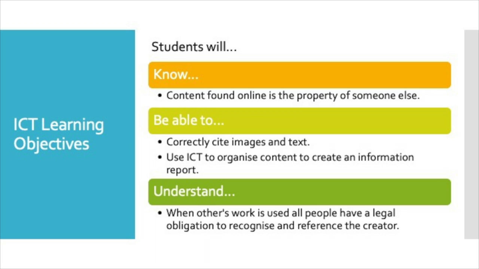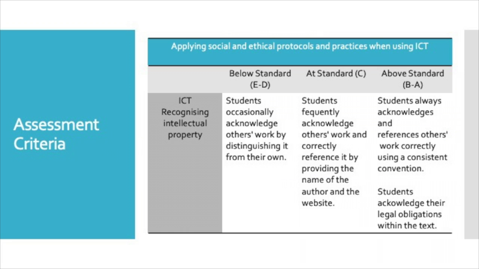Here are the ICT specific learning objectives for this summative assessment task. These are the goals that your child will aim for in doing this assignment. By the end of this assignment, students will know that content found online is the property of someone else. They will be able to correctly cite images and text and use ICT to organize content to create an information report. They will understand when others' work is used, all people have the legal obligation to recognize and reference the creator.